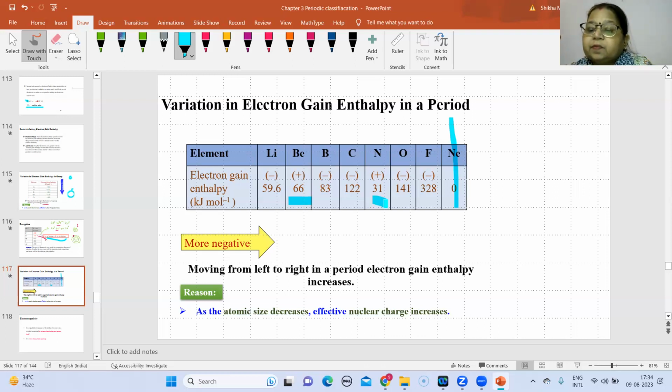Why? The reason is simple. You have to look back there at their configuration. Beryllium was having 2s2. Now, can somebody tell me what was nitrogen? Nitrogen was? What was the configuration of nitrogen? Ananya?